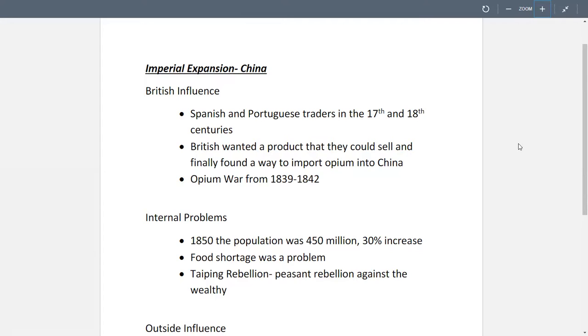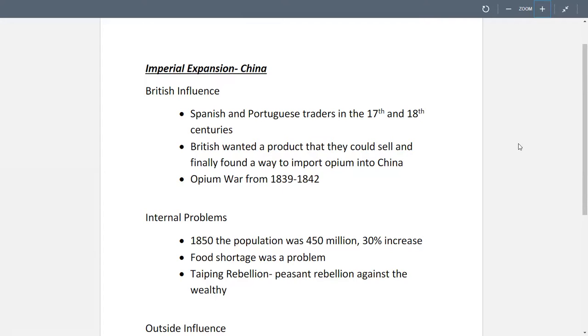Now, the British, obviously the leader in the Industrial Revolution, wanted a product they could sell to the Chinese and move their way into that trade, and they came up with opium. They basically import opium and get the Chinese hooked on the drug so that they can keep importing that drug. It actually causes what's called the Opium War in 1839 through 1842 because of the issues that it causes.